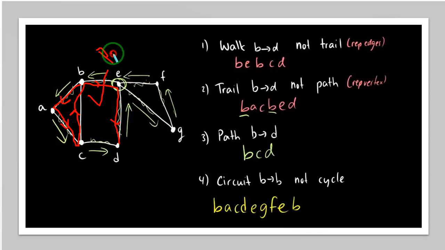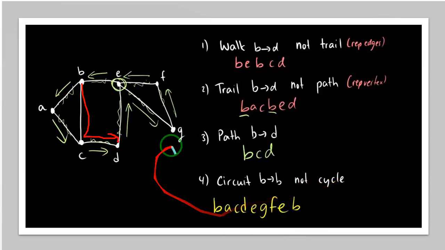Okay, just keep in mind, it's not a path, because in a path we cannot repeat the vertices. Then coming to the path now, path BD. Path BD means B to C and C to D, because there is no repetition of any vertices. So it's simple, it's a path. Then coming to the circuit, circuit B to B, not a cycle.